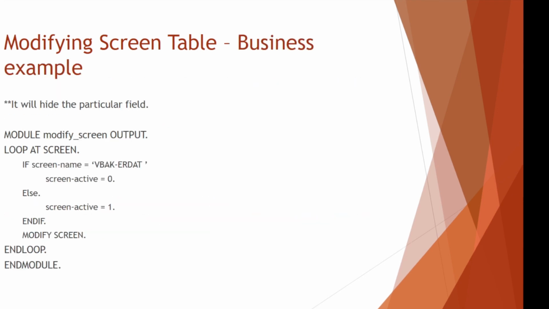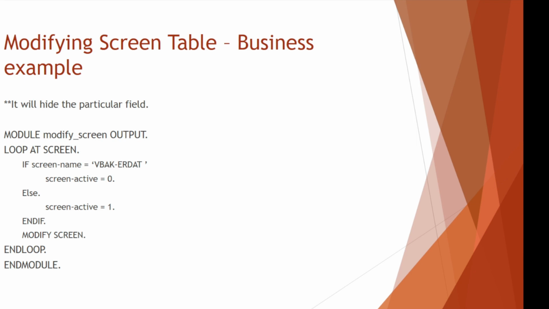Let's move on. Modifying screen table, business example. The code shown on the screen will hide a particular field, the VBAK-ERDAT field. We will do the practical later in this video. Let's first explore the syntax.